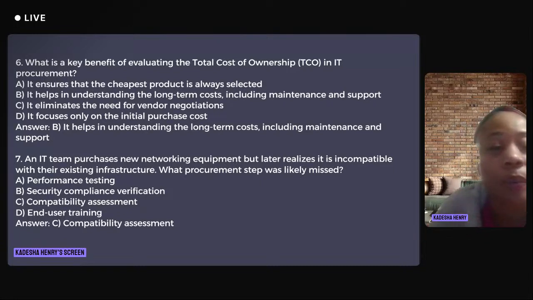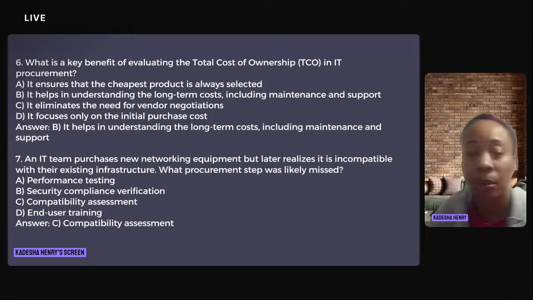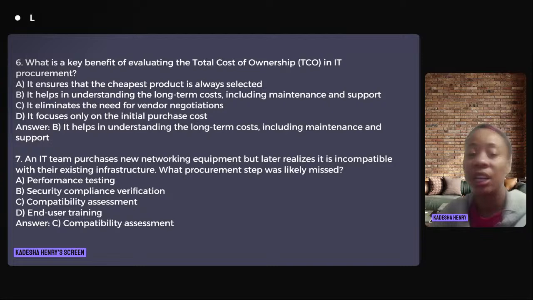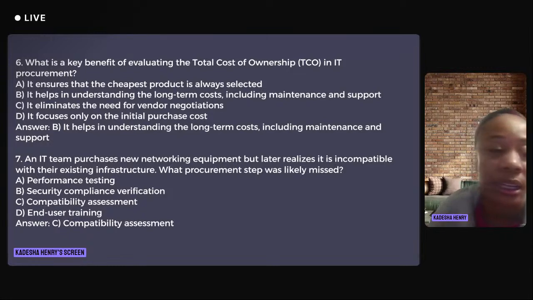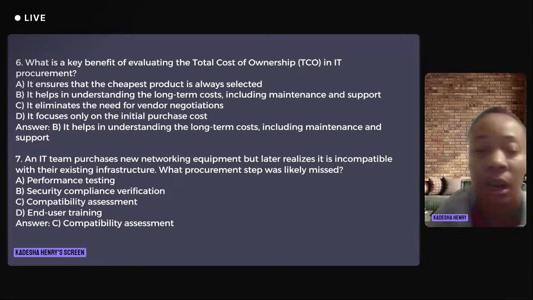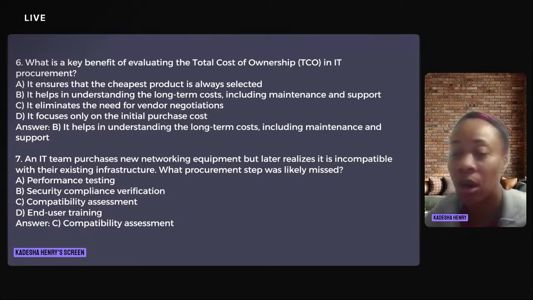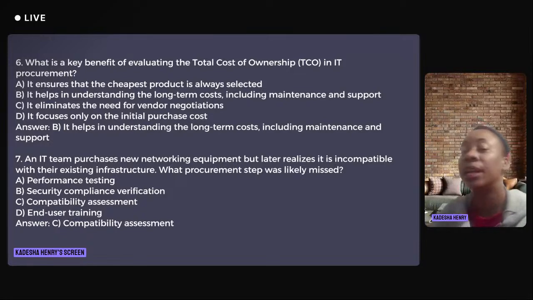Number 6, what is the key benefit of evaluating the total cost of ownership in IT procurement? A, it ensures the cheapest product is always selected. B, it helps in understanding the long-term costs, including maintenance and support. C, it eliminates the need for vendor negotiation. D, it focuses only on the initial purchase cost. But we would say it's B, it helps in understanding the long-term costs, including maintenance and support, because we're going to need that from our vendor, right?